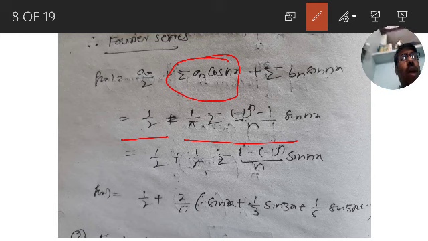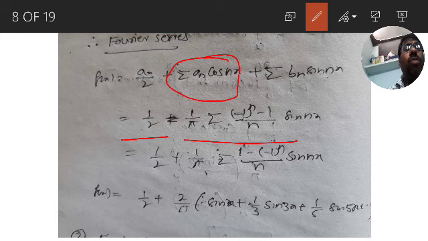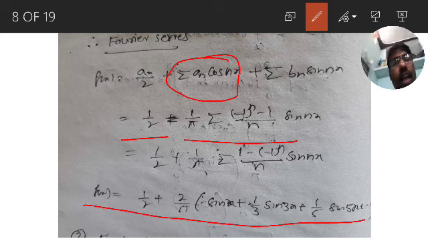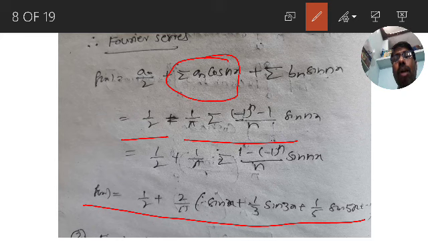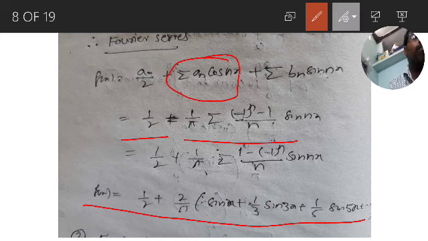N is equal to 1, n is equal to 2, it becomes 0. For n is equal to 3, 1 by 3 sin 3x. For n is equal to 4, it is 0. For n is equal to 5, 1 by 5 sin 5x. For n is equal to 6, it becomes 0. So for all even n values, it is 0. So after substituting the values, we get f of x is equal to 1 by 2 plus 2 by pi into (sin x plus 1 by 3 sin 3x plus 1 by 5 sin 5x and so on).